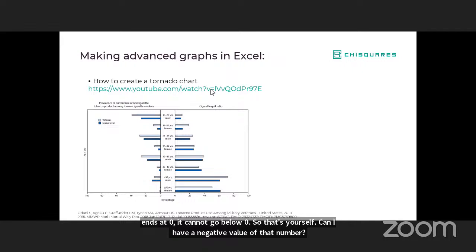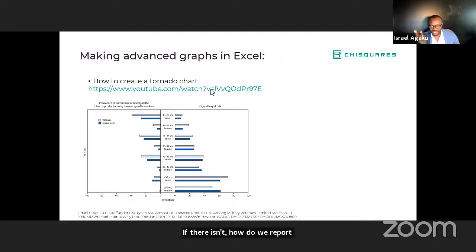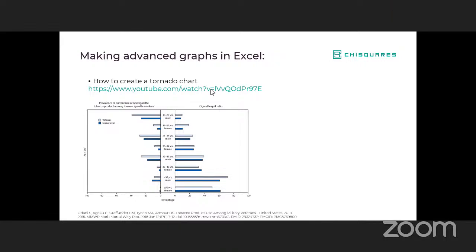Is there such a thing as hospital prevalence? I know that strictly speaking, prevalence is an epidemiological term. If there isn't, how do we report results from hospital-based studies? You simply say prevalence of XYZ in this hospital was XYZ. Okay, that question was repeated.